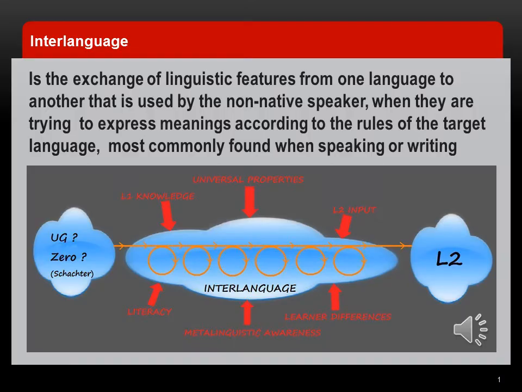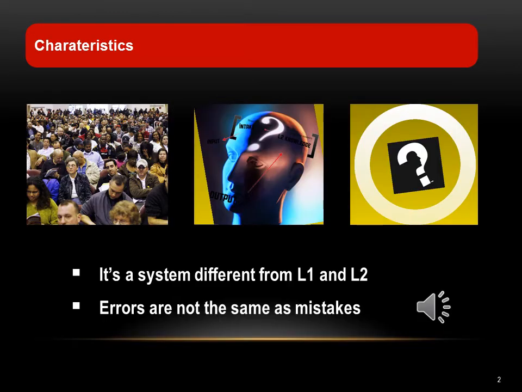First of all, we need to understand what interlanguage is. Interlanguage is a system in which the transfer of linguistic traits from the native speaker language to the second language happens. This is most commonly found in speaking and writing on the non-native speaker.